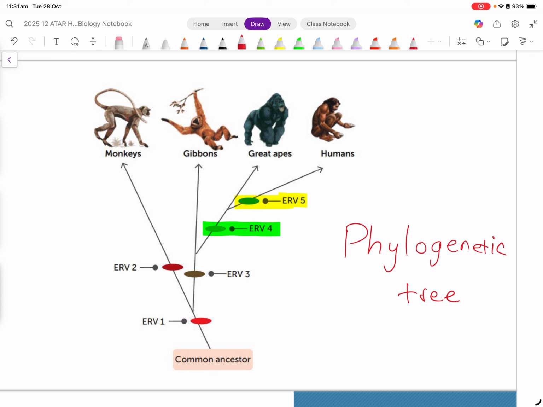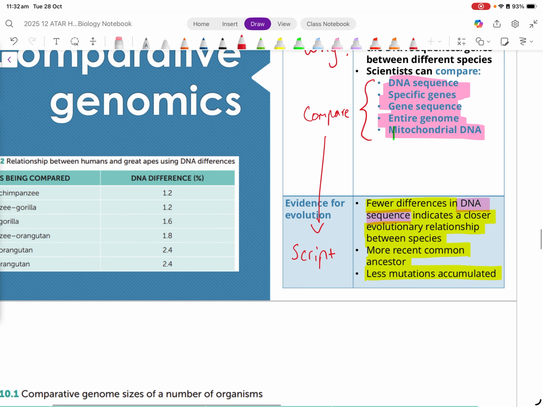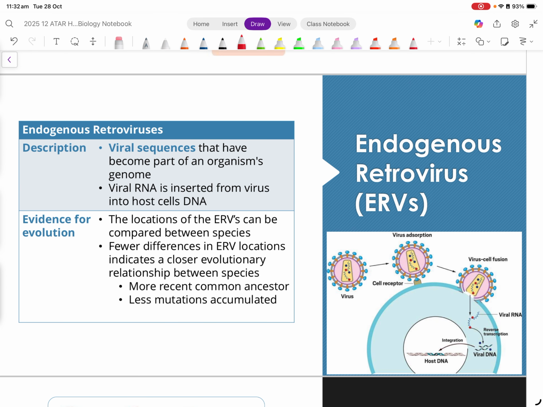So what this shows is an accumulation of genetic differences over time. And as we've said in our script up the top here, fewer differences indicates a closer evolutionary relationship. So if we have more differences in DNA, in the DNA sequence or in the genes found, this is going to indicate a more distant relationship between species. So let's have a look here at the ERVs themselves.